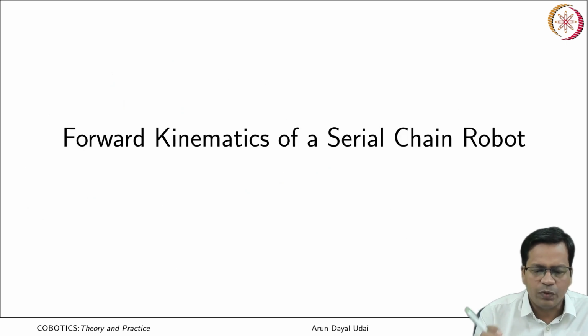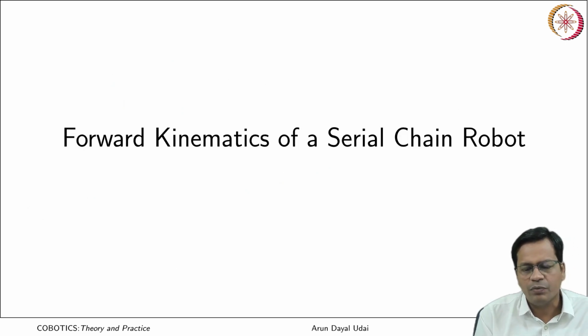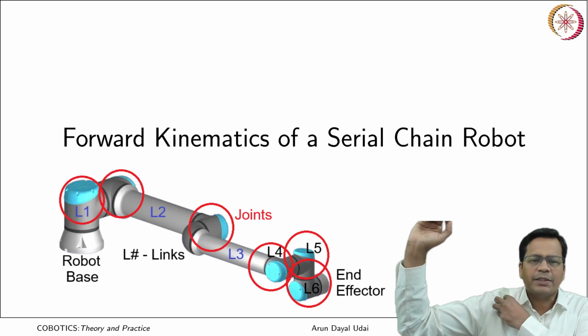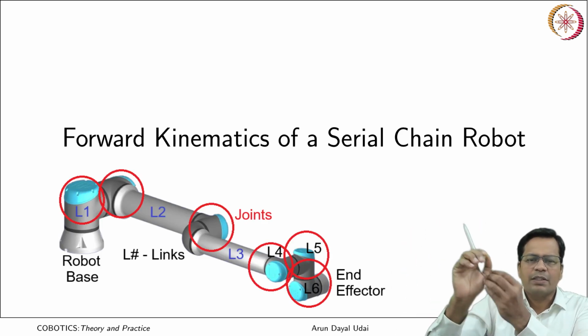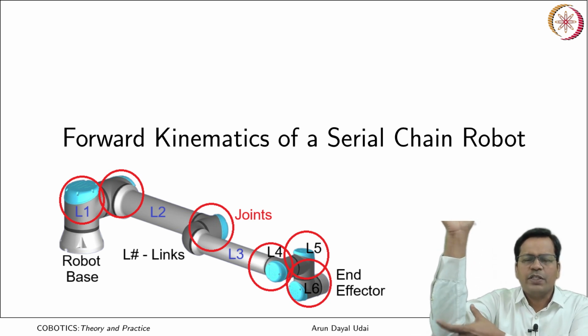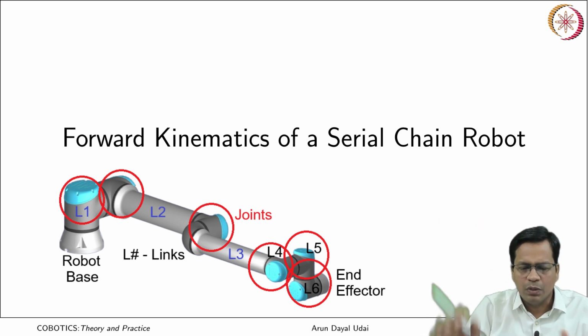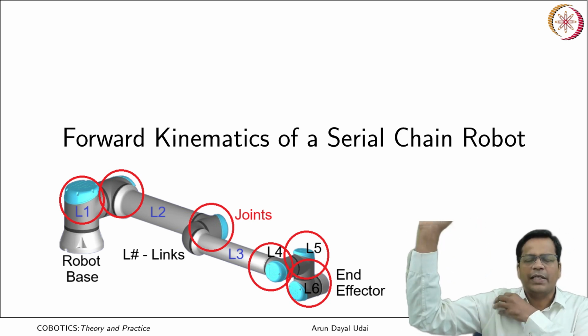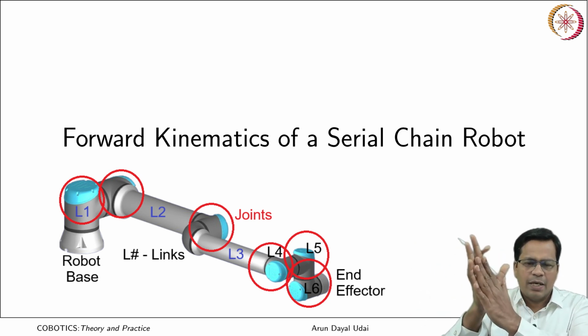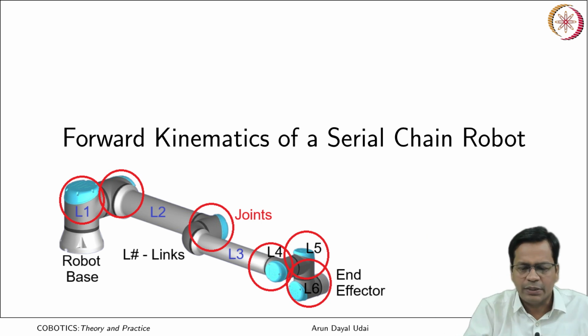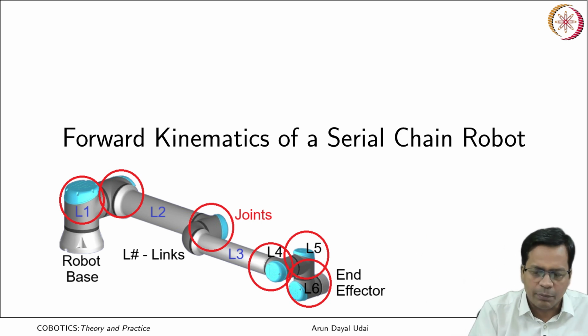So, let us begin with forward kinematics of a standard serial chain robot. What is a serial chain? Serial chain robots are made in a way that they have a fixed base and links come one after the other till it terminates. In between, you have joints which connect two consecutive links. So, you have a link, you have a joint, you have a link, you have a joint, and finally, it has the final end effector which terminates, or it may hold something.